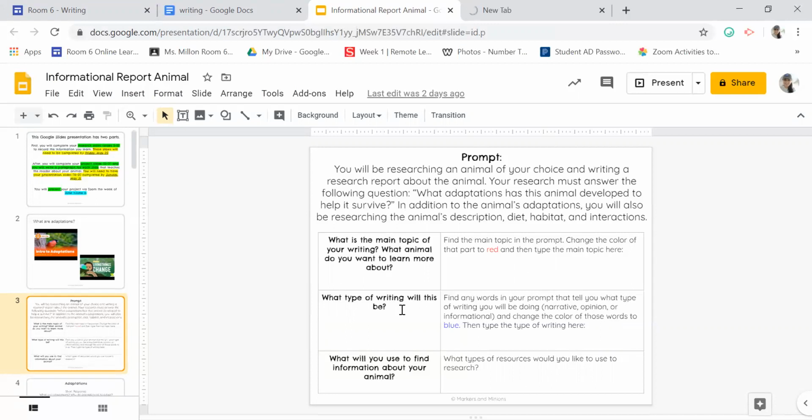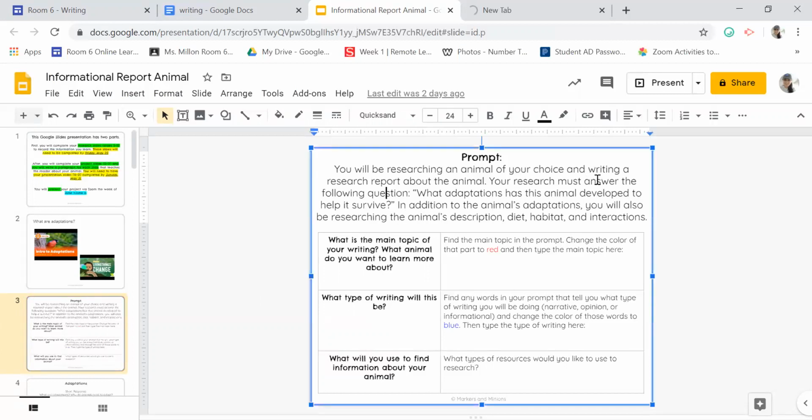The next part says, what type of writing will this be? So find any words in the prompt that tell you what type of writing you will be doing. So is this going to be a narrative, opinion, or informational piece? Okay, and to change the color of these words to blue. So I want you to reread the prompt here and to see if you can figure out what type of writing we are going to be doing. Is it going to be narrative, opinion, or informational? And what are some key words that tell you that? You're going to highlight those words up here at the top in blue. So what words tell you that it's going to be that type of writing?